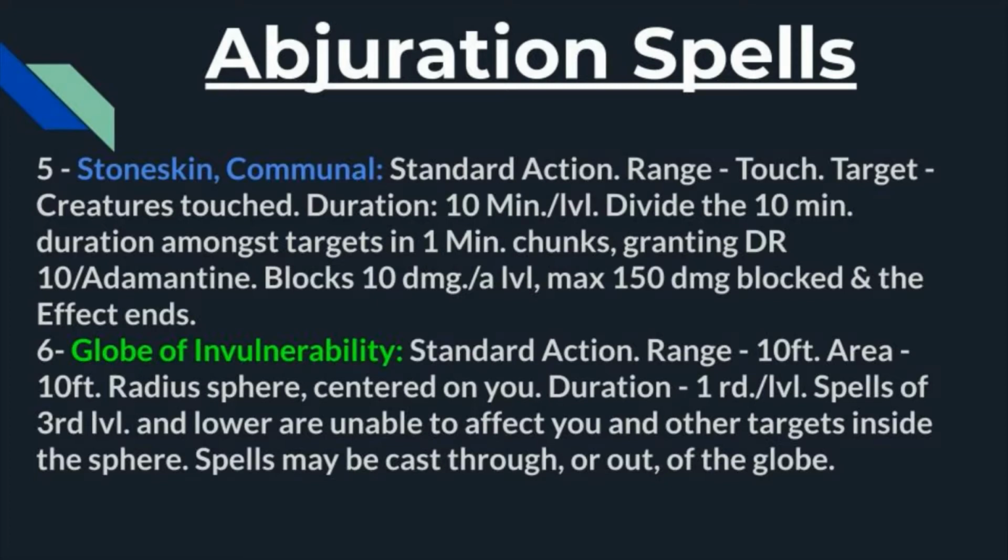And it grants a damage reduction of 10 unless they're hit with adamantine weapons. So this will block 10 damage a level, maxing out at 150 damage blocked, and then the effect will end. So it will block 10 at a time. So if you take 20 damage every round for 15 rounds, you will subtract 10 damage from that, because the max it will block is 150 points of damage. After that's accrued, it goes away. And 150, it's basically an extra 150 hit points that you can provide to your allies.